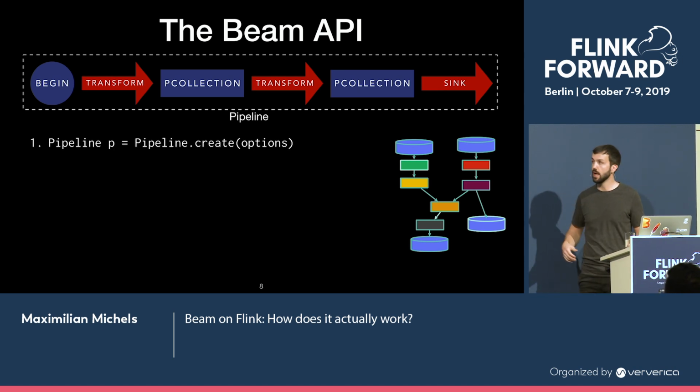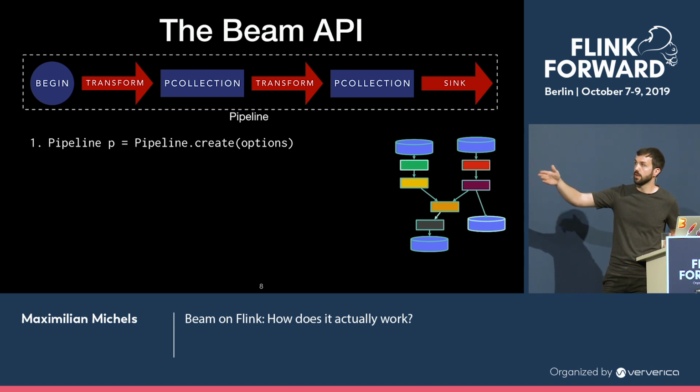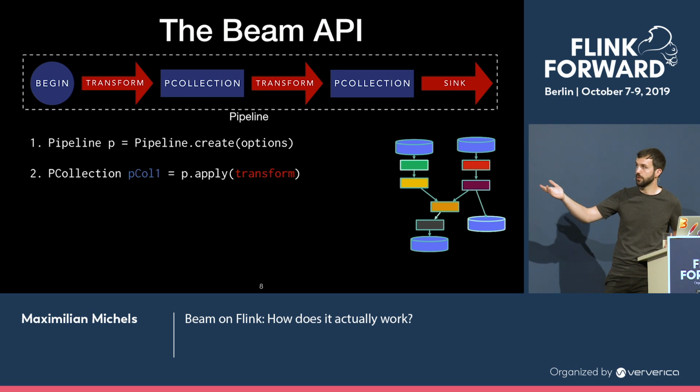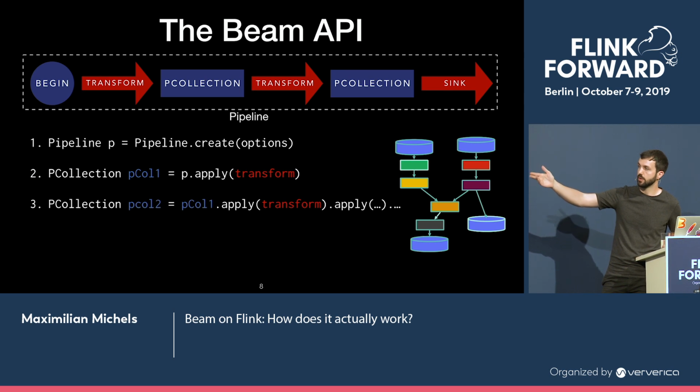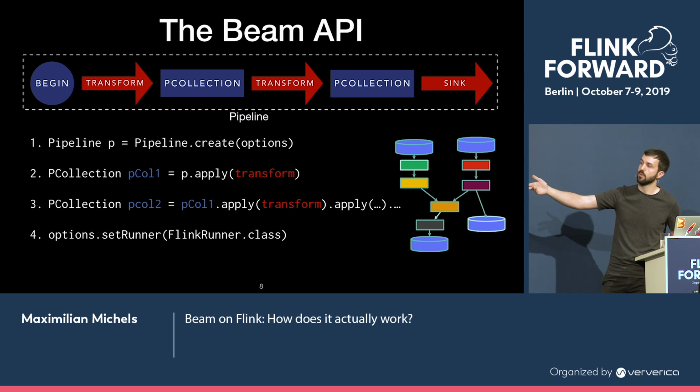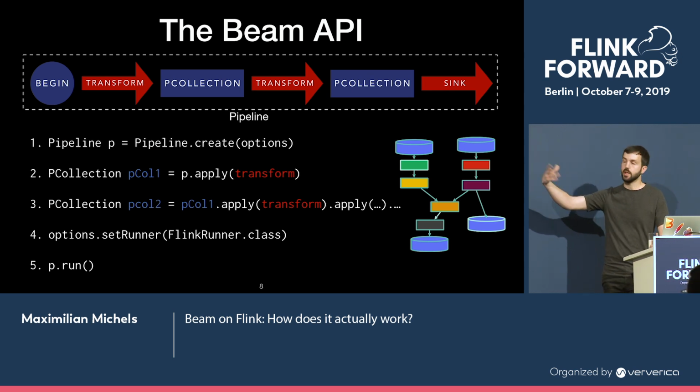So how does it look? We have a pipeline object. We do Pipeline.create, supply some options. Then we do a PApply on the pipeline. We get a PCollection. Then again, we do apply as often as we want. Then we can set a runner, for instance, the Flink Runner, and we can just run it.